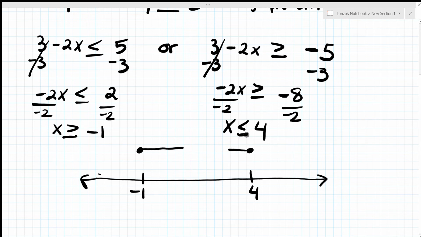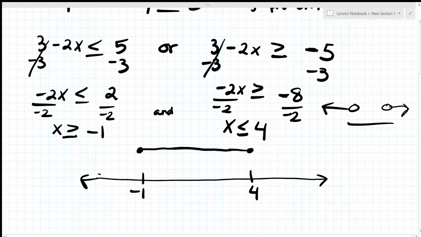And then it's going to the left because it says less than. So they connect. This is what's called an AND problem, an AND absolute value, because it connects, right? This is an AND. If you're curious what an OR is, it's when it goes on the opposite side. That's what an OR problem, an OR absolute value, is.